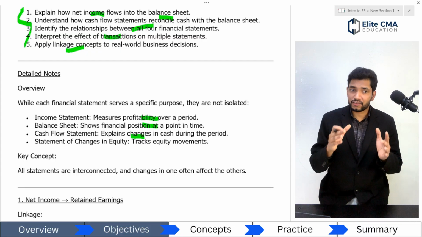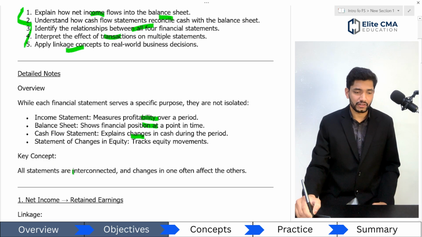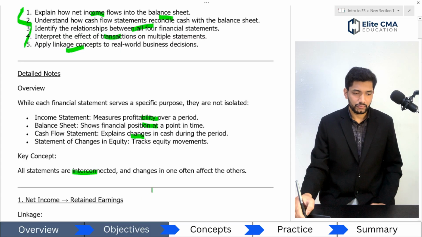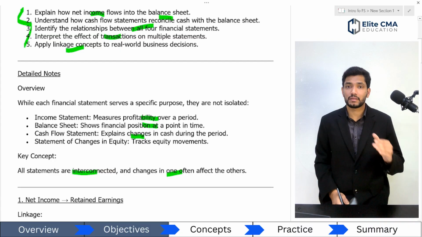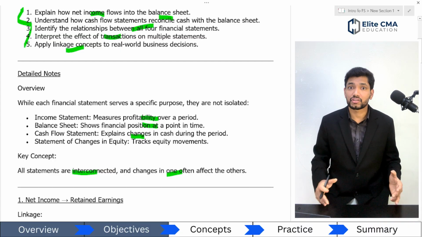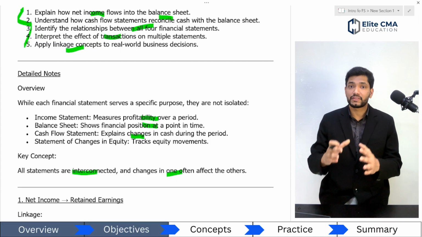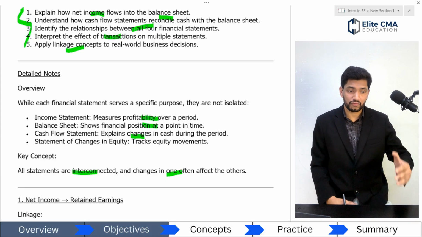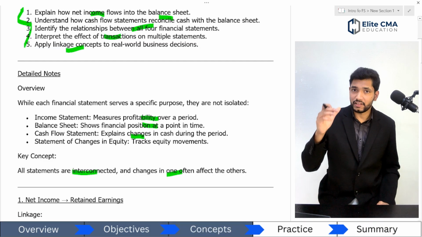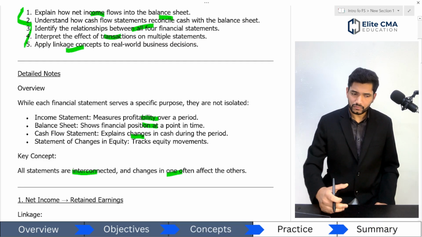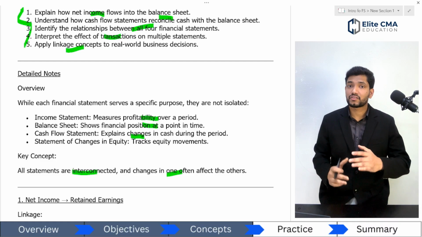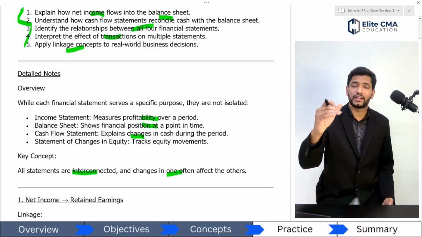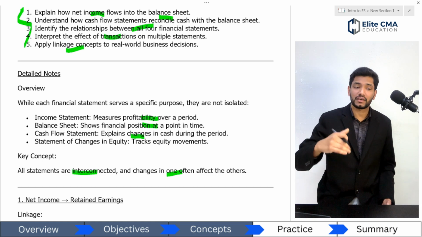The key concept of today's lesson is that all statements are interconnected, and changes in one statement will affect the others also. If there are changes in the income statement, they will affect the balance sheet. Changes in the cash flow statement will also affect the balance sheet. And all these changes, especially the income statement changes, will definitely affect the statement of changes in equity as well. So the key concept is to understand how these statements are interconnected and at which points they are linked.